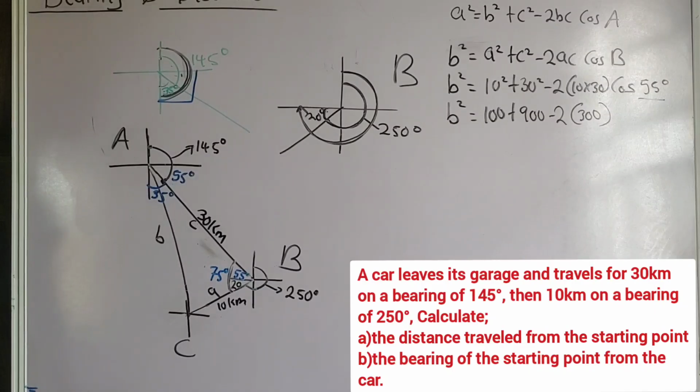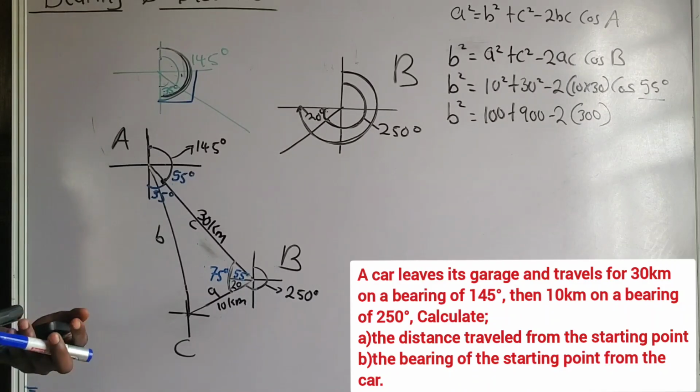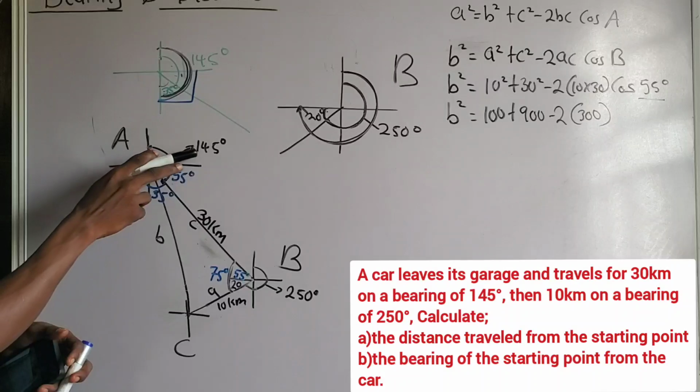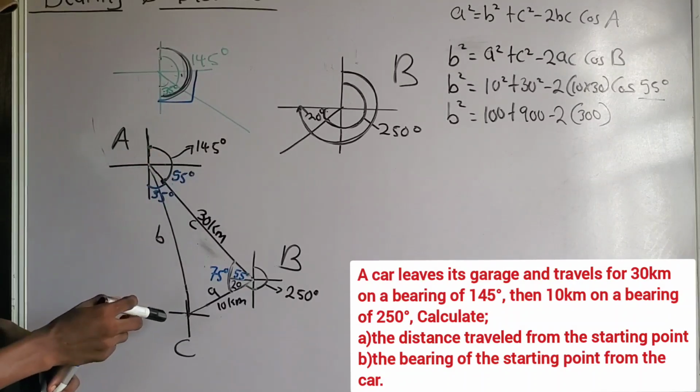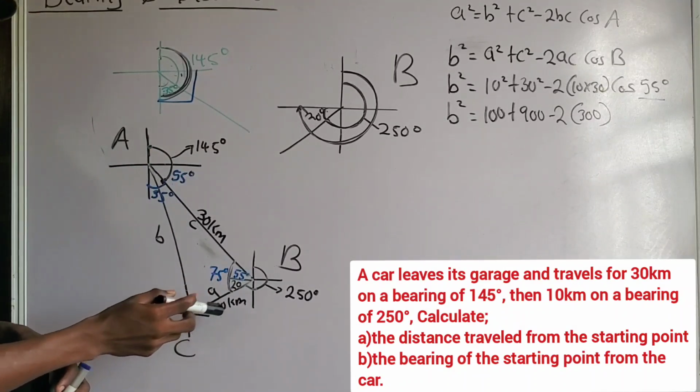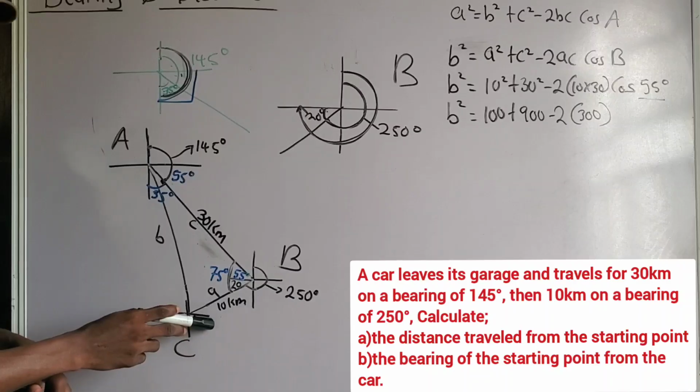Do you understand? Listen to the explanation again. When I started this class, I had this diagram based on the information that we are given about the car. The car travels this distance on a bearing of 145 degrees, right? Now, when you get to this point, it traveled on a bearing of 250 degrees for 10 kilometers.